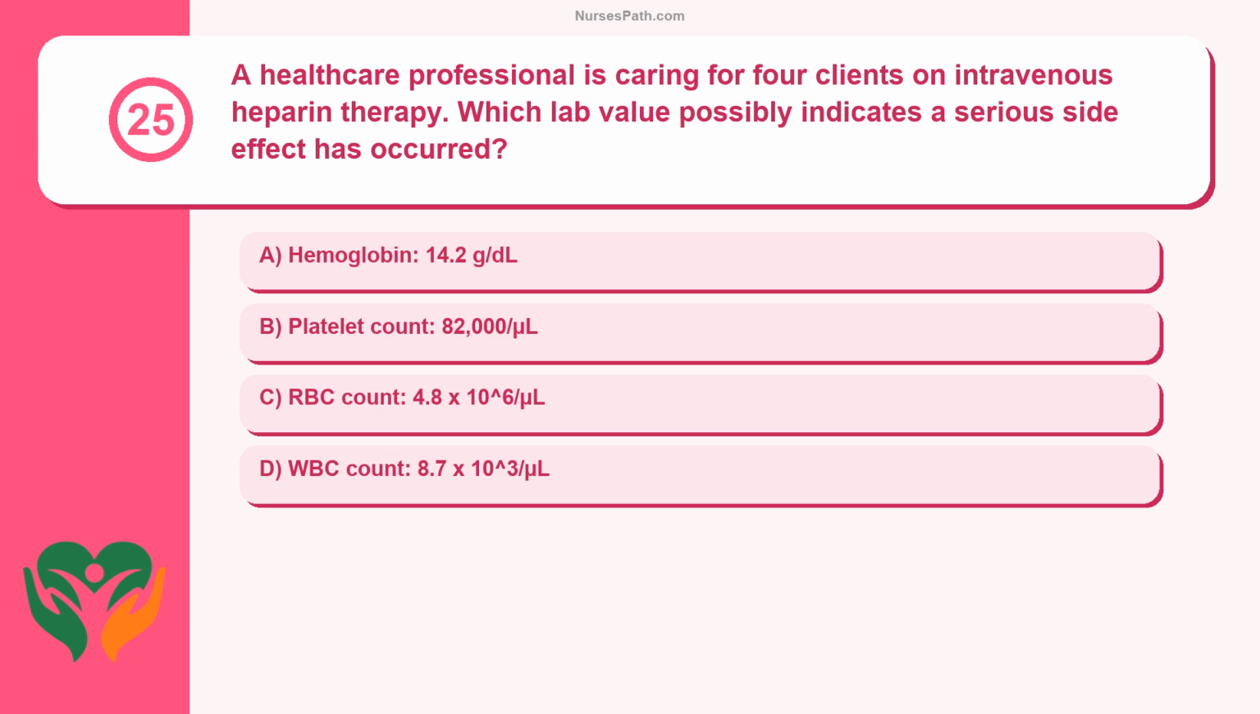Question 25. A healthcare professional is caring for 4 clients on intravenous heparin therapy. Which lab value possibly indicates a serious side effect has occurred? A. Hemoglobin, 14.2 g/dL. B. Platelet count, 82,000/µL. C. RBC count, 4.8 x 10^6/µL. D. WBC count, 8.7 x 10^3/µL.